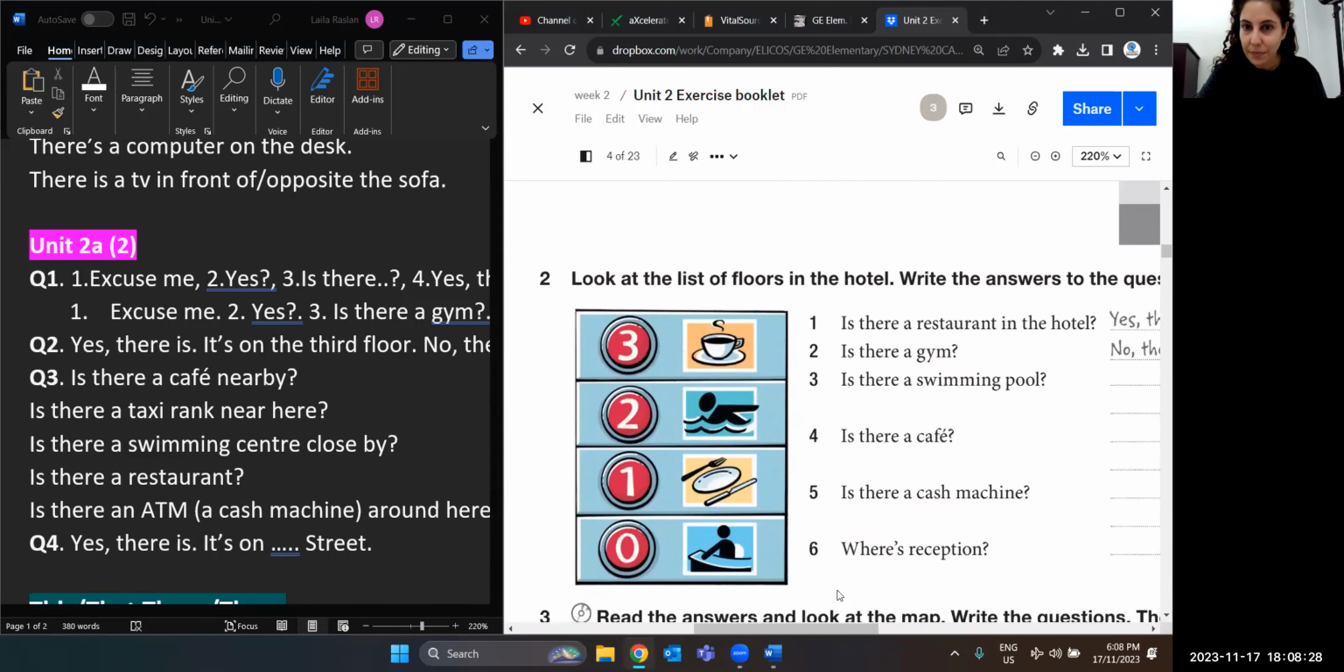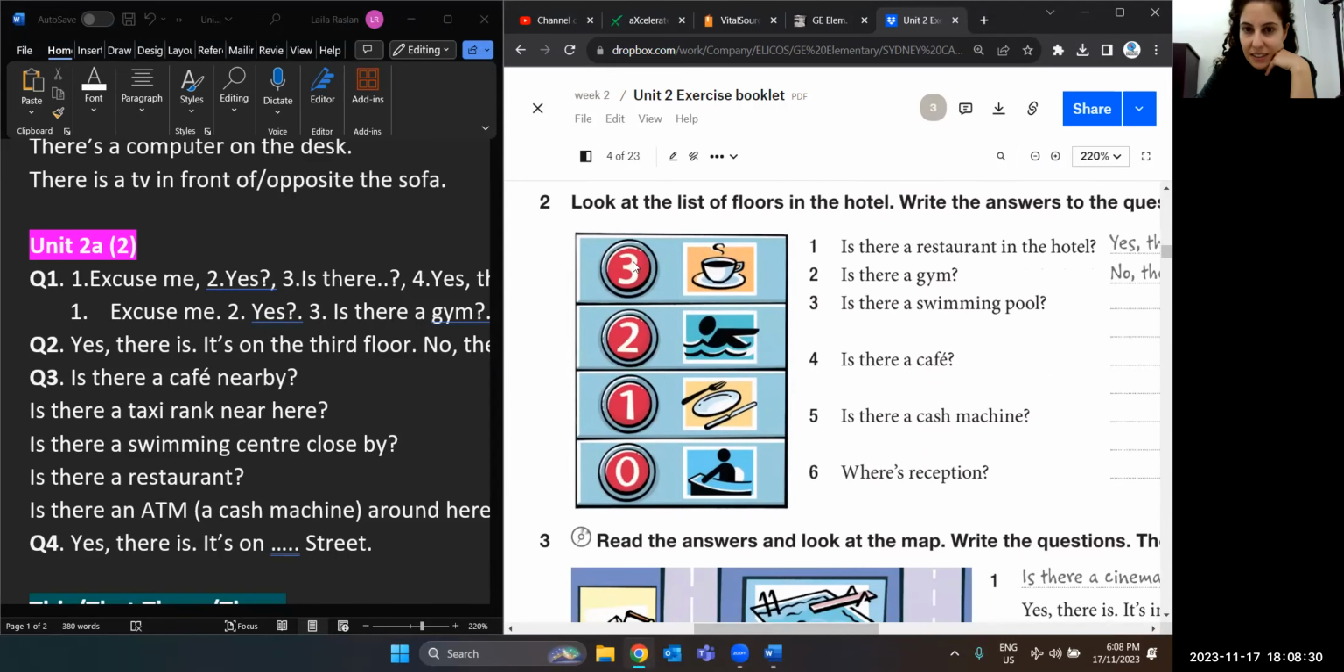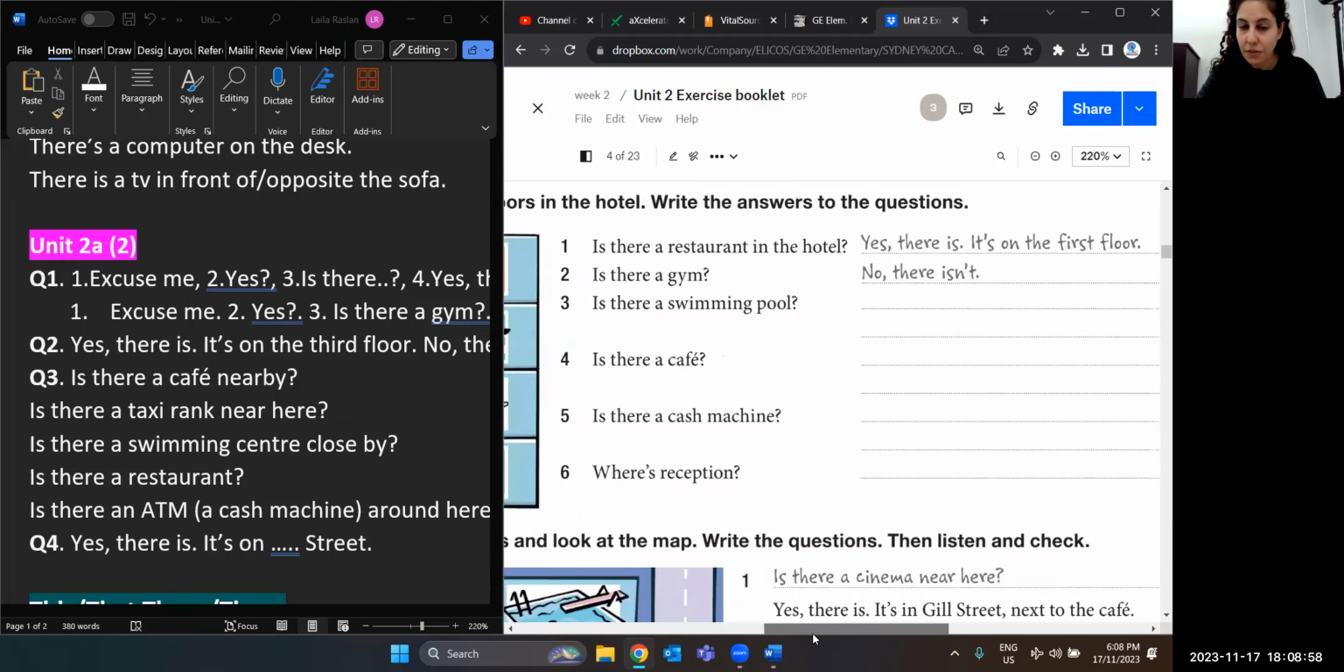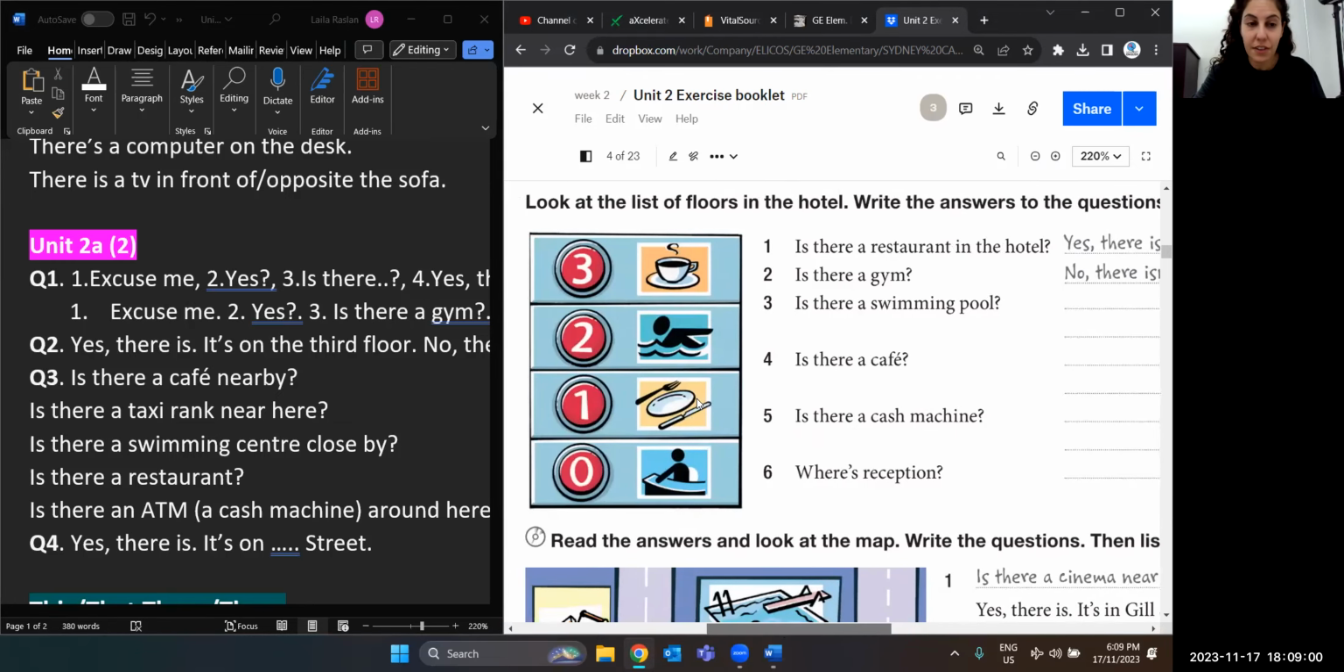Number two, look at the number of the floor. So this is floor 3, the third floor. And it looks like there's a cafe, a coffee shop. So in number 1, the question is, is there a restaurant in the hotel? Yes, there is. It's on level 3. It's on the first floor. Sorry, the restaurant, the first floor.